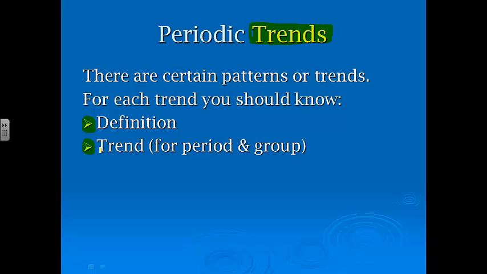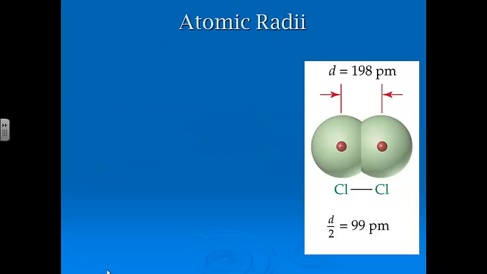Number two, what is the trend for the period and the group? That just means, does it go up, or does it go down, or does it increase or decrease as you go across a period and then down a group? Because periods are the horizontal sections, groups are the vertical. And then you also need to know why. The good news is that the pattern, the actual trend, and the reason why, a lot of them overlap. So a lot of the time it's just making that same connection.